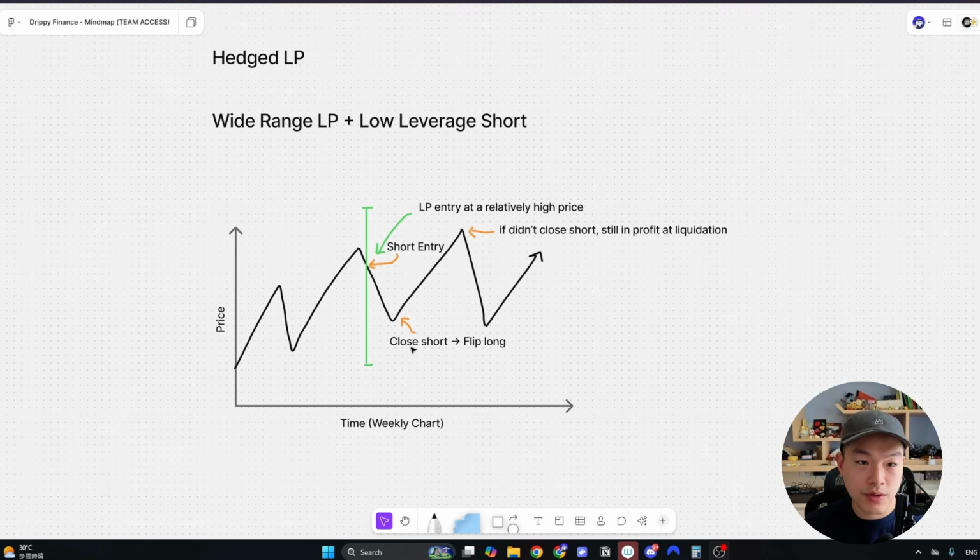You could enter into the liquidity pool because the ATR is quite high, and then you also add a short just to protect the downside. And if you have a partial short, you should still be in profit if the price keeps drifting up towards your liquidation point for your short.